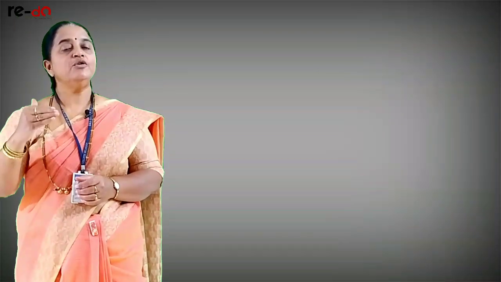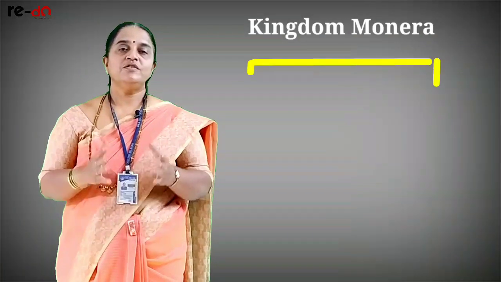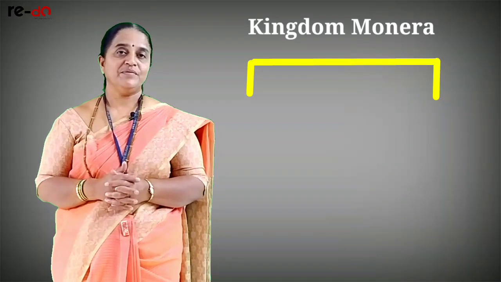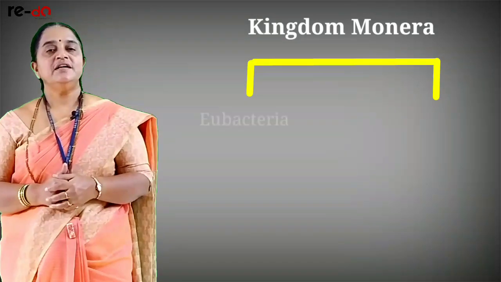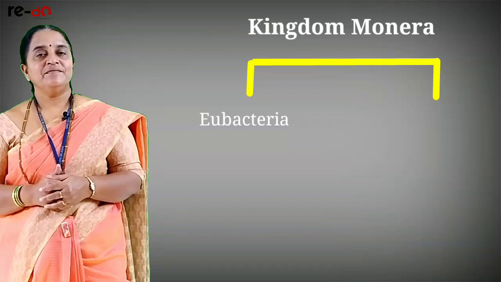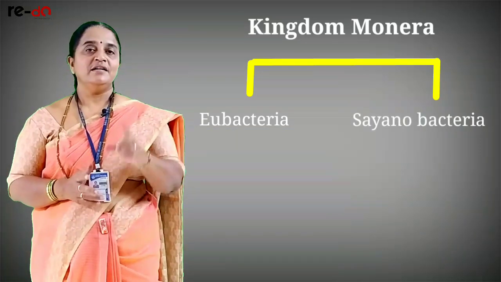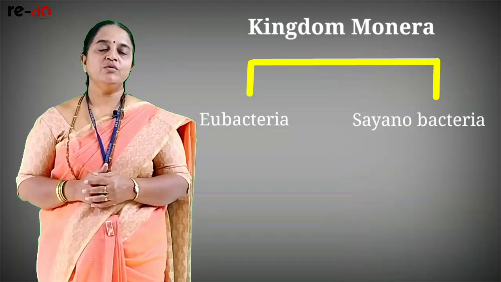Now, after learning each kingdom, we need to classify. Already you have learned in taxonomic categories that kingdom divided into divisions. So here, kingdom Monera includes 2 divisions. As per your textbook, I am telling. The first division is Eubacteria. Second division is Cyanobacteria. There's one more division I will include now.